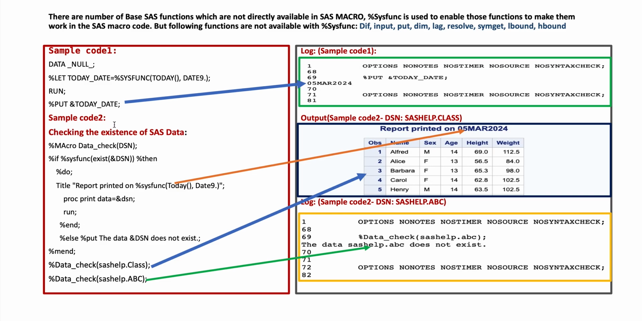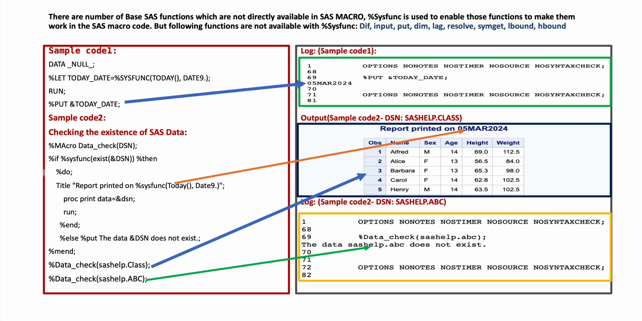Sample code 2, checking the existence of a SAS dataset. We have a macro code here. It starts with %macro. data_check is the macro name. Inside the parentheses, we use the dataset name DSN. This is the macro variable, and the value we will provide at the end when calling the macro.